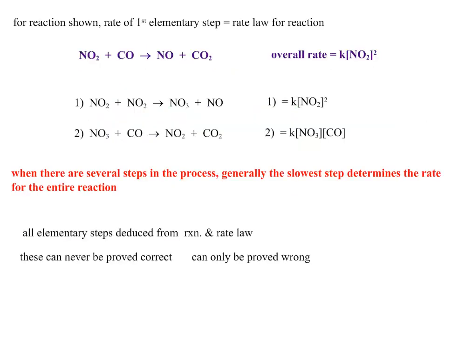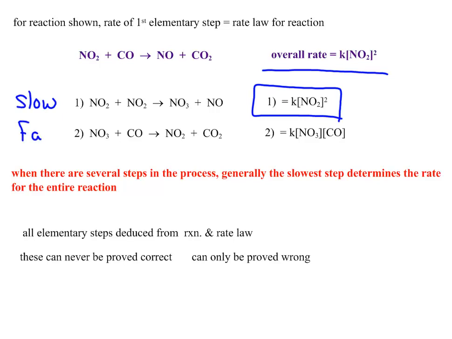So back to this reaction, we have the elementary steps and we have the rates for each one. And when we have multiple mechanism steps, one of them is going to be slower than the other. The slowest step determines the rate of the overall reaction. And the rate law for that slow step then becomes the rate law for the overall reaction. So in this case, the rate law for the first step and the overall rate are the same, so that means our first step is the slow rate determining step, and the other one is, comparatively speaking, faster.